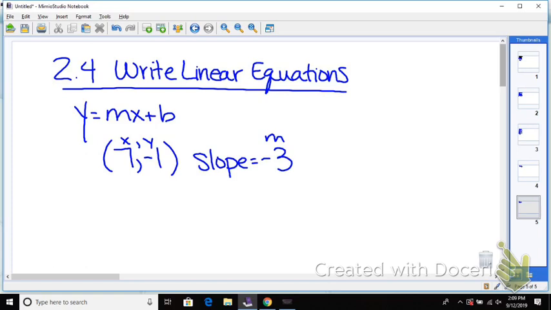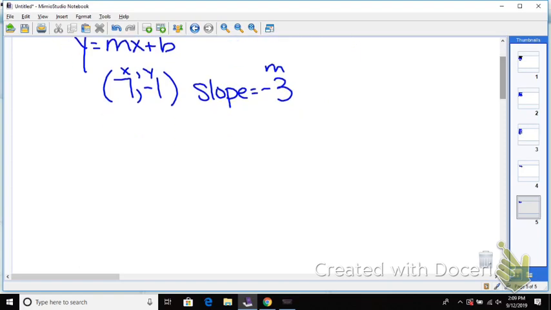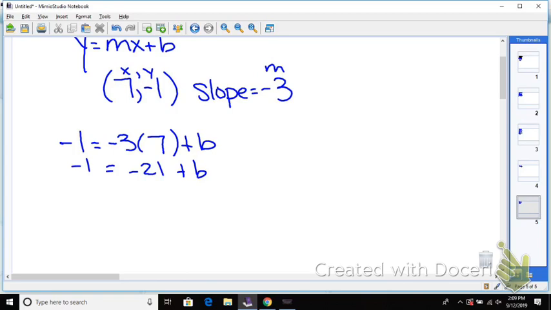So we've got -1 for the y. My m is going to be -3. My x is going to be 7. And then I've got plus b. Now it's just a simple algebra problem. So we've got -21, and we're going to add our 21 to the other side because we're trying to get b by itself. So I have 20 equals b, but our last step is to actually write the equation.